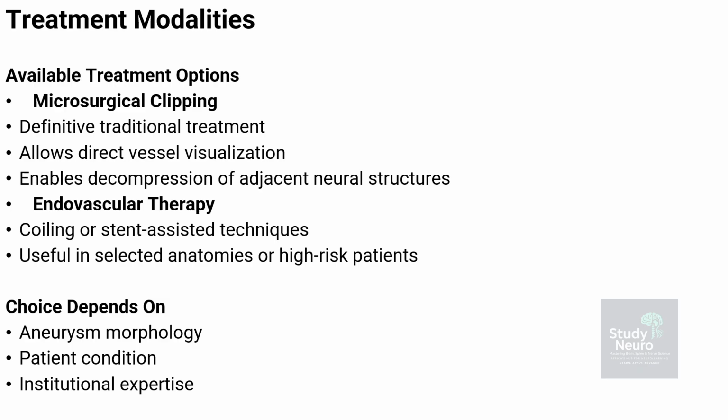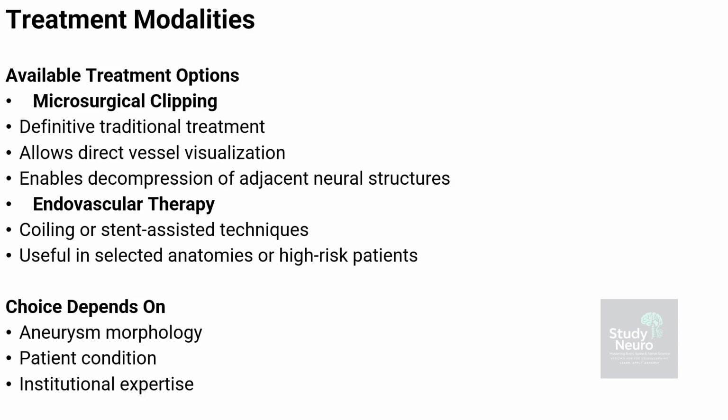Treatment of posterior communicating artery aneurysms can be achieved through either microsurgical clipping or endovascular therapy, and both approaches aim to secure the aneurysm while preserving normal cerebral blood flow and neurological function. The choice is highly individualized. Microsurgical clipping remains a definitive and widely established treatment because it allows direct visualization of the aneurysm neck, adjacent vessels, and nearby cranial nerves, while also permitting decompression of structures that may already be compressed by the aneurysm dome. Direct exposure provides important advantages.